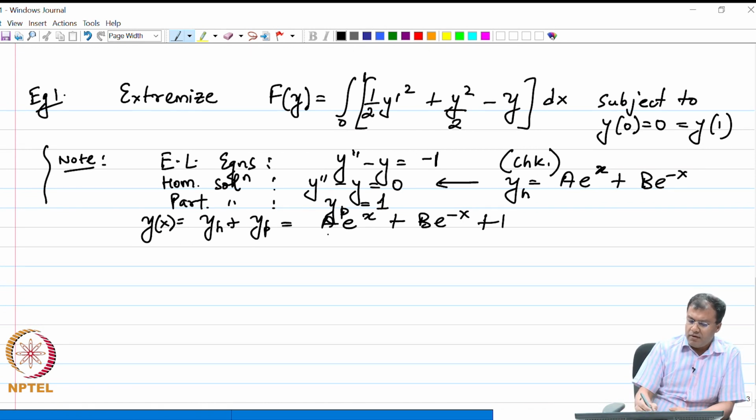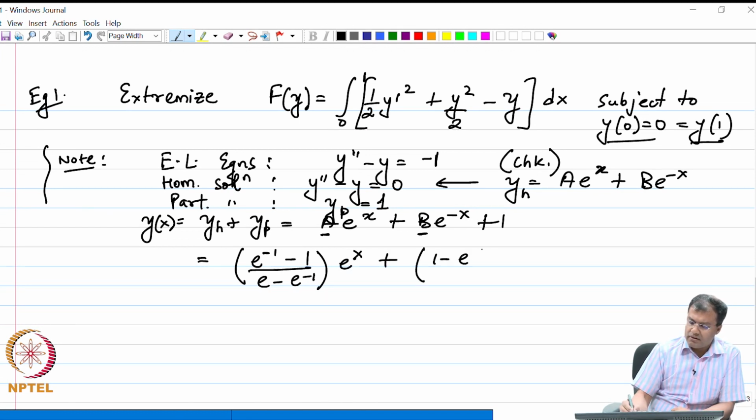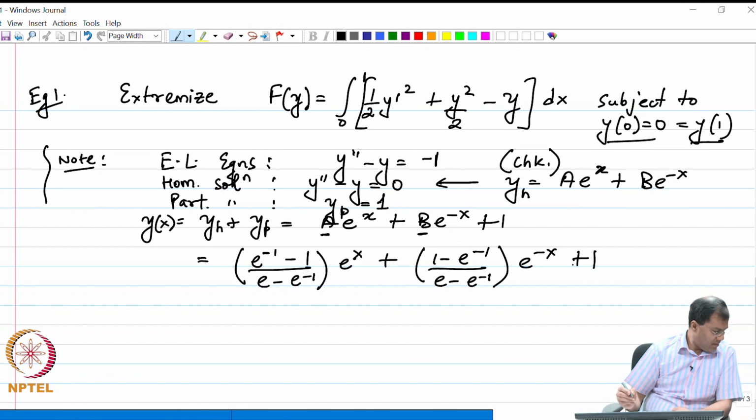Okay. So, we have two unknowns a and b, and they can be found using these two boundary conditions. And let me just write down the final answer after finding the constants. I see that y is the following: constants e to the power minus 1 by e minus e to the power minus 1 times e to the power x plus 1, minus this quantity, e to the power minus x, plus 1. Okay.